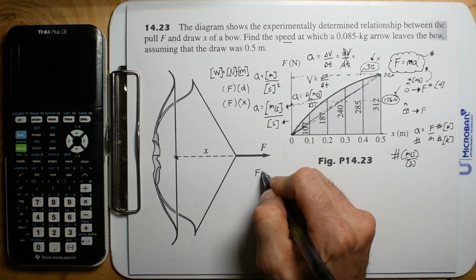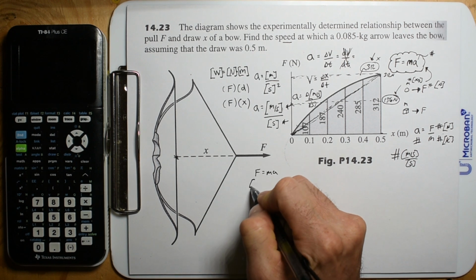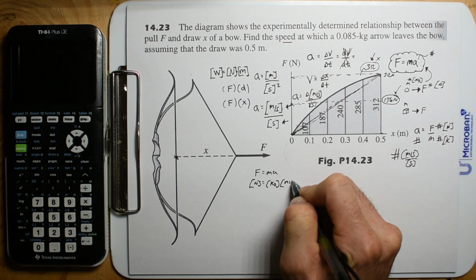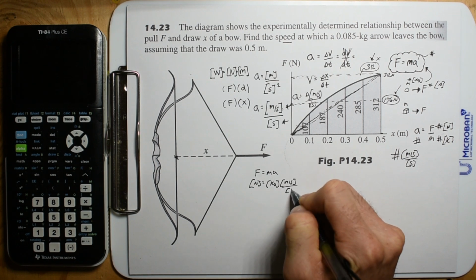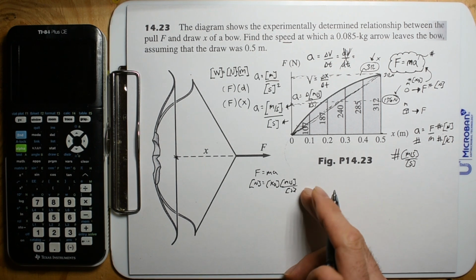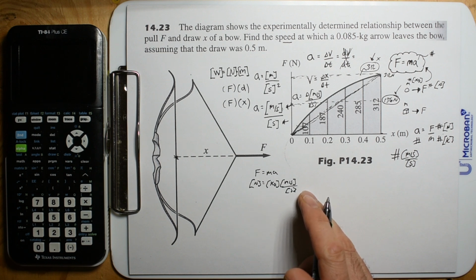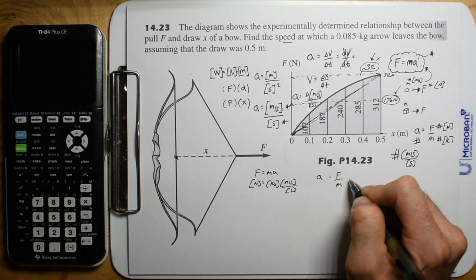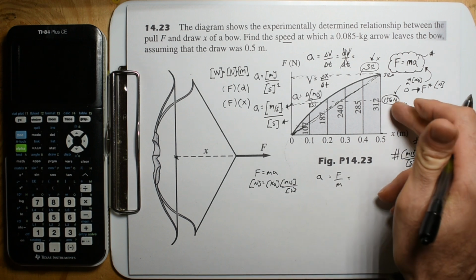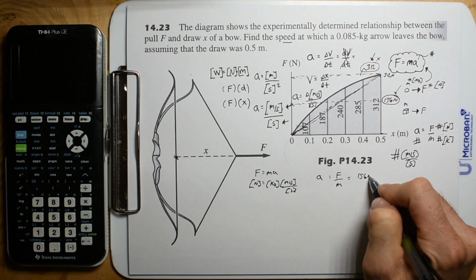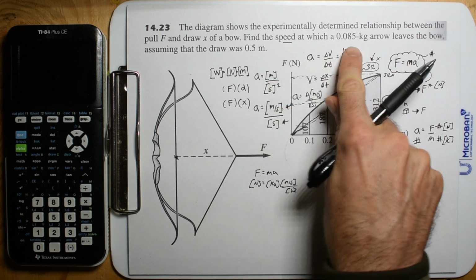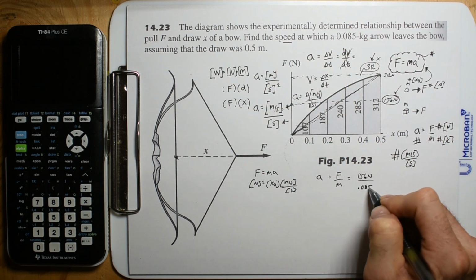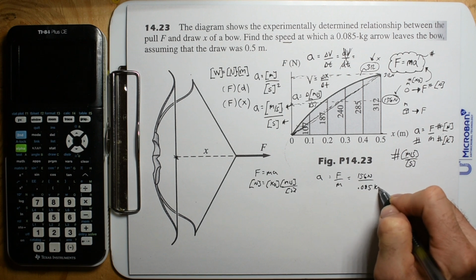So we're going to go back to F equals ma. Again, newtons is equal to kilograms times meters per second squared, the units on acceleration. We can rearrange and say that acceleration is force over mass. So we're going to have 156 newtons divided by the mass of this arrow, 0.085 kilograms.